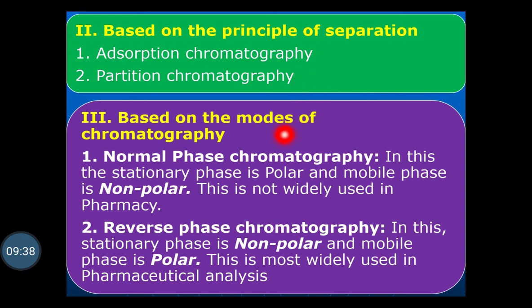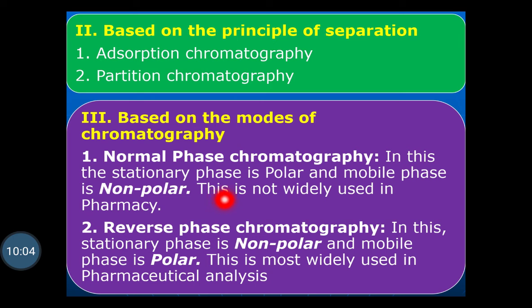Then, based on the modes of chromatography, further classification can be done: normal phase chromatography and reverse phase chromatography. In normal phase chromatography, the stationary phase is polar and the mobile phase is non-polar.